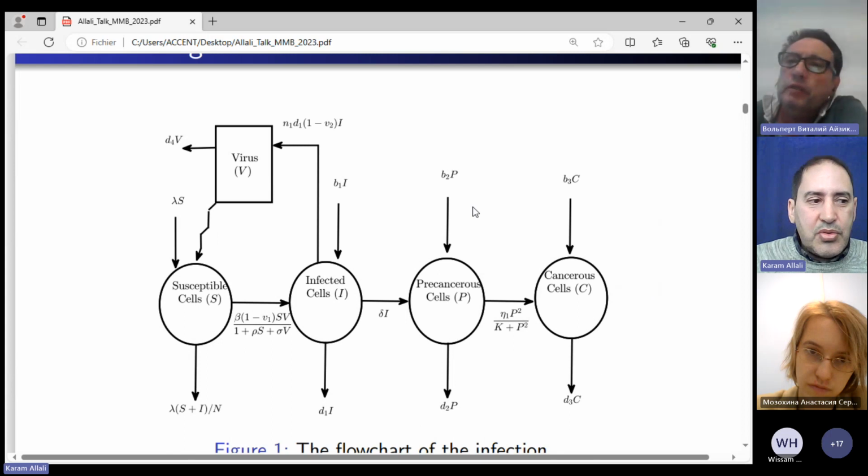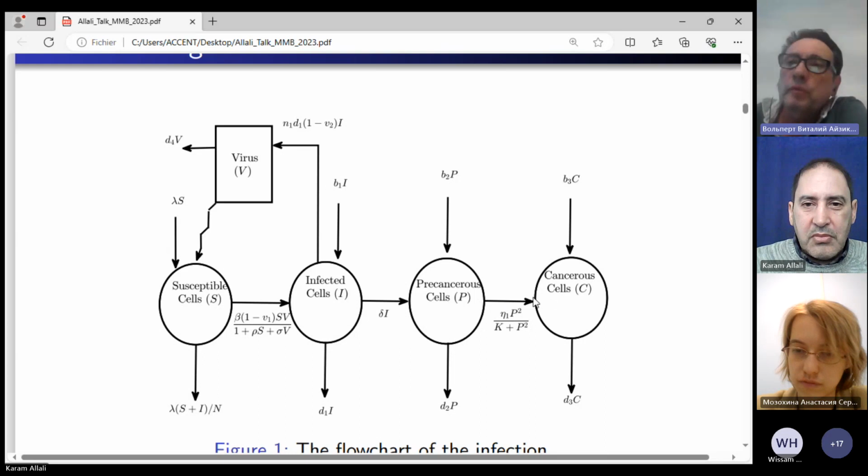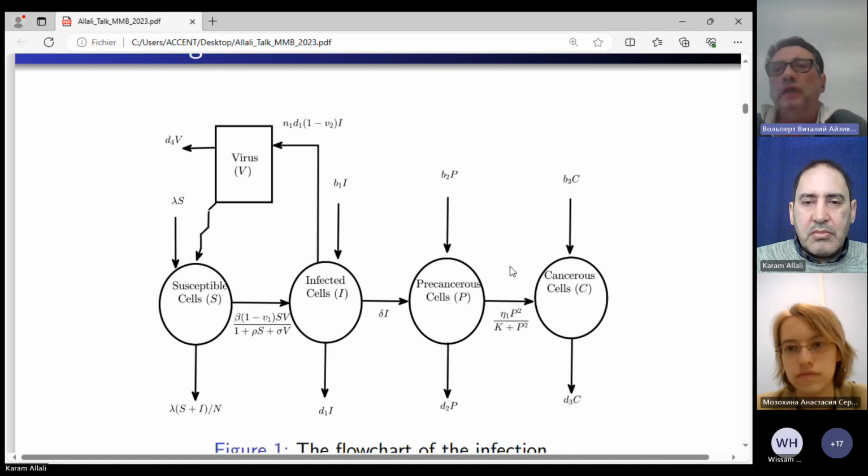Well, maybe this one. Yeah, it's okay. So we see here that precancerous cells become cancerous with the rate. There is this arrow, and below the arrow, there is this rate of transition. And this rate of transition is proportional to p squared, to the second power of cell concentration.